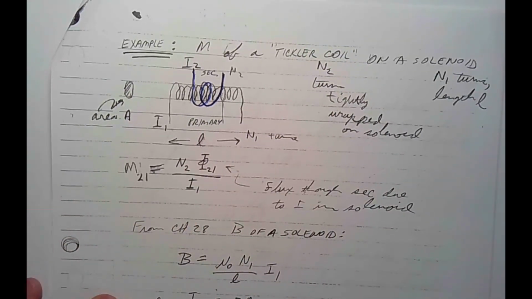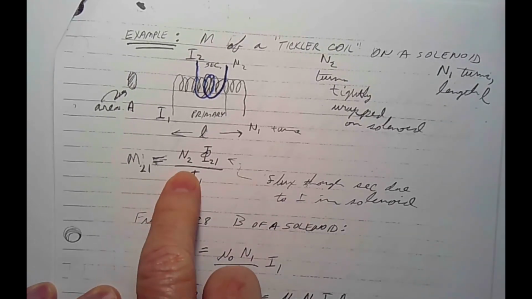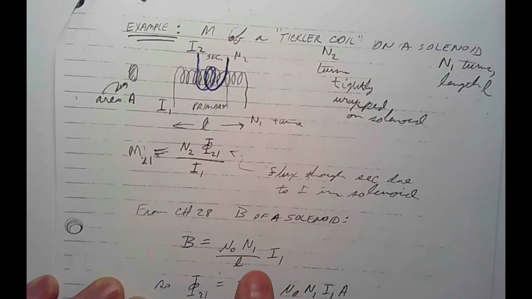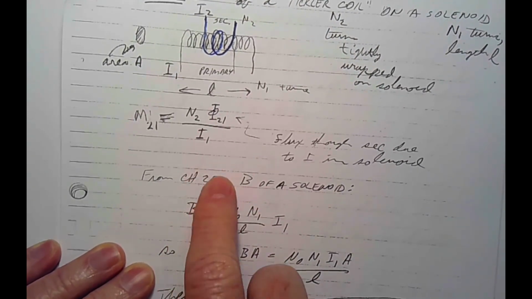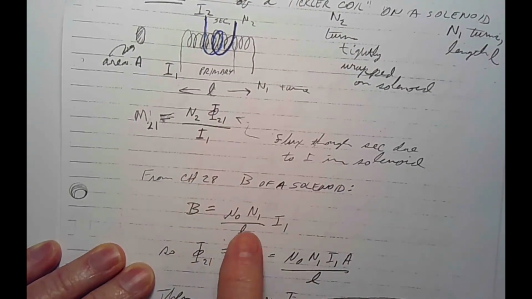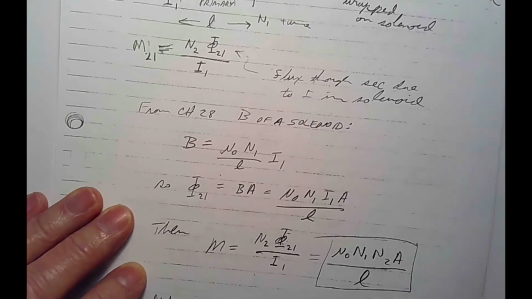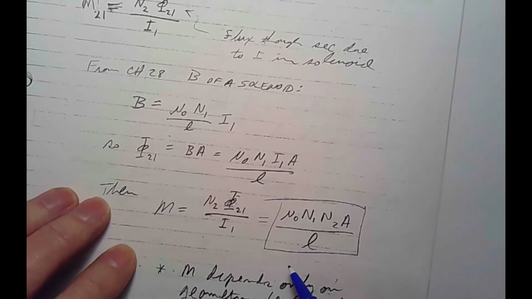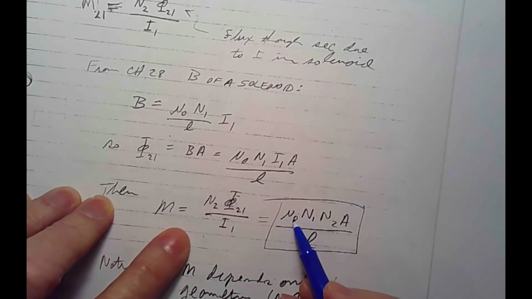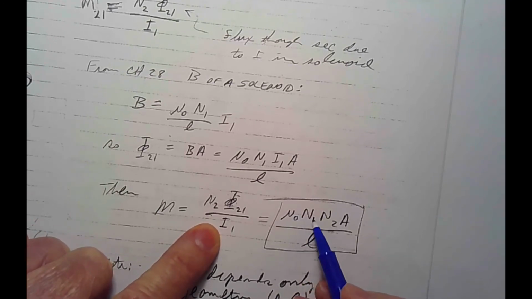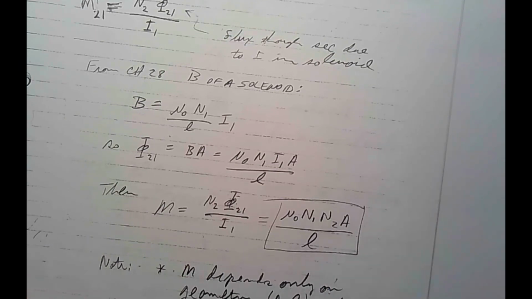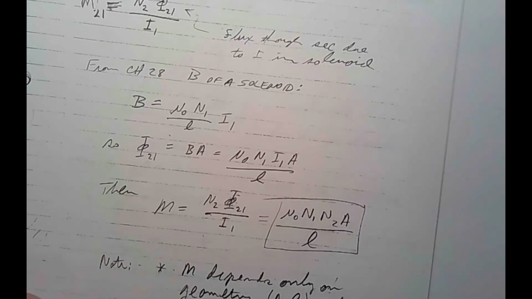So the details are in your book, but let me just summarize it here. M21 is N2 times that flux over that current. All we have to do is know the flux of a solenoid, but we did that before, okay? So that's the result from previous chapters. Do all that, and you get this simple relationship, all known quantities. It's the permeability, the magnetic constant, number of turns N1, number of turns N2, the area divided by the length. It depends on the geometry and the other coils.